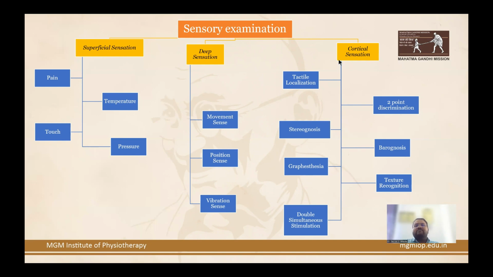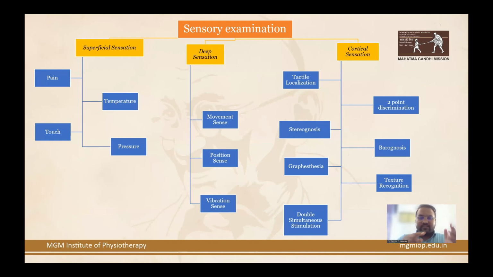Next important part is cortical sensation. Cortical sensation is the involvement of superficial sensation and deep sensation. Cortical sensation has tactile localization, where the person knows where they were touched, and stereognosis, knowing what object is touching. For example, if you're touching a pen, you come to know, oh, this structure, it's a pen.